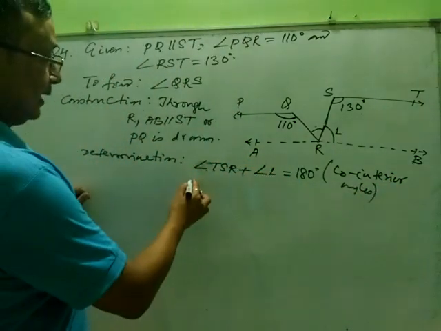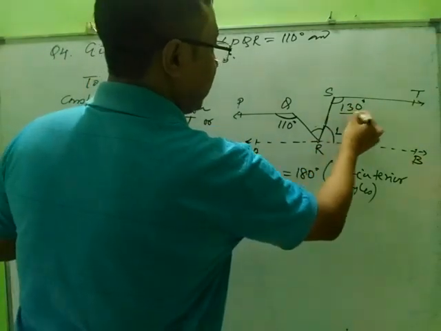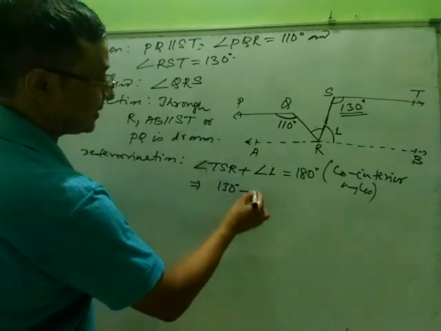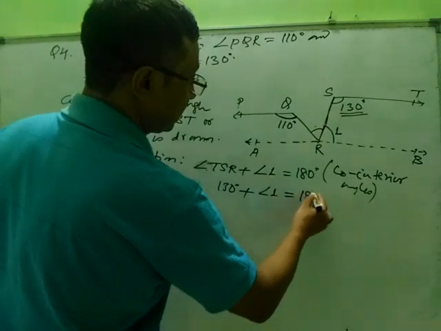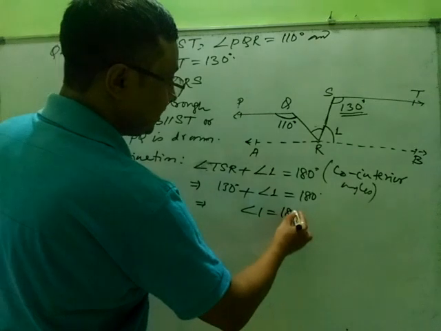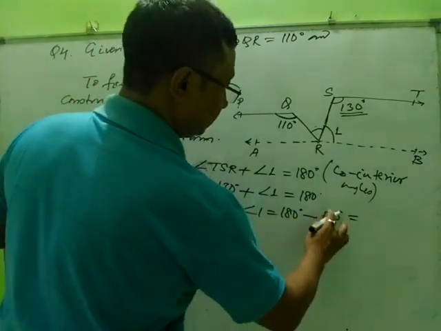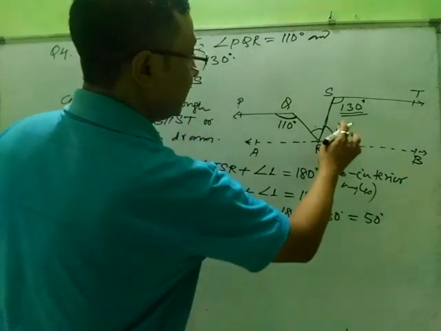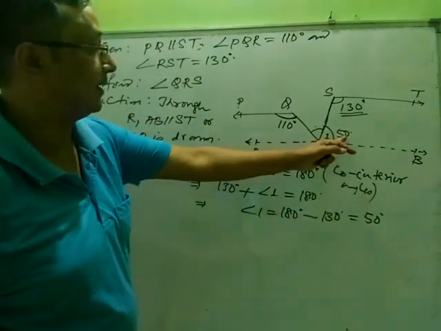Anyway, now TSR is given as 130 degrees, so TSR is 130 degrees plus angle 1. So angle 1 equals 180 degrees, which implies angle 1 is equal to 180 minus 130, which is 50 degrees. So angle 1 is 50 degrees.